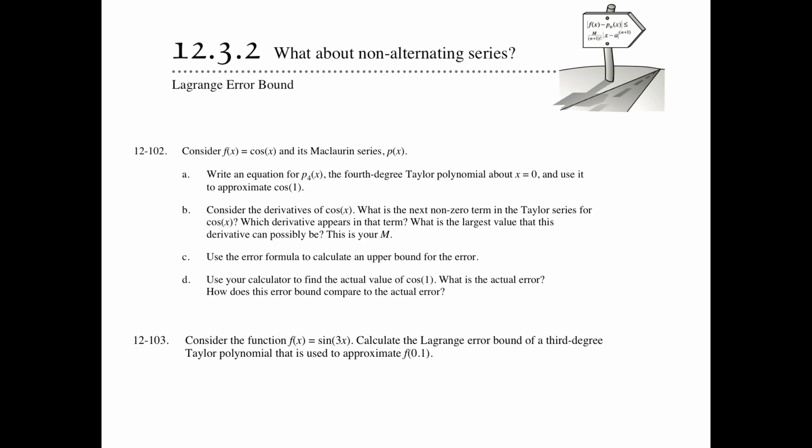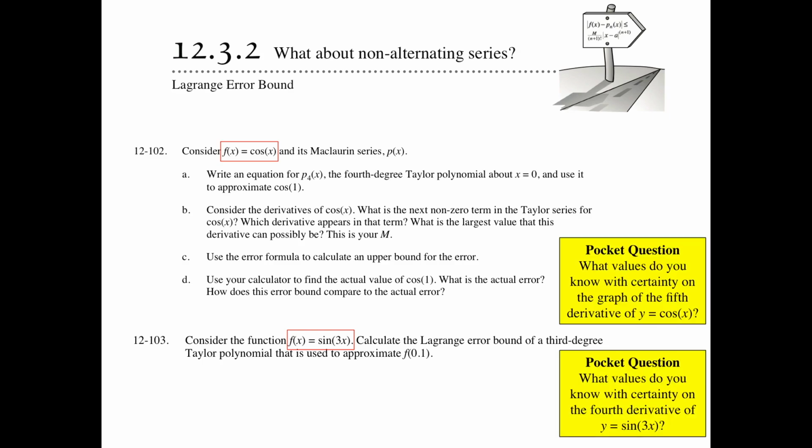In that same spirit, the next two problems challenge teams to define the M for a fourth-degree Maclaurin polynomial for cosine x, that's in problem 12-102, and a third-degree Maclaurin polynomial for sine of 3x in problem 12-103. Again, if your teams are stuck, ask them to sketch graphs of the next derivatives in order to consider the extrema of those functions. In 12-102, for example, since all derivatives of cosine oscillate between -1 and 1, your students will see on their graph that the maximum value of its fifth derivative is 1. But in problem 12-103, the fourth derivative of sine of 3x has a stretch factor of 3 to the fourth, so its maximum value would be 81.